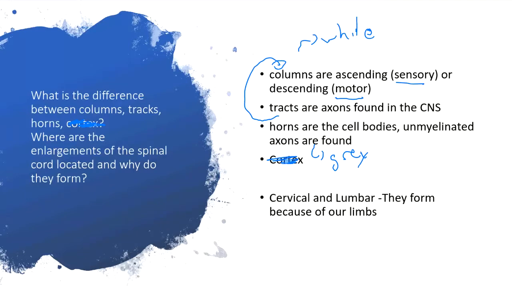Next are, what are the enlargements of the spinal cord and why do they form? There are two enlargements, your cervical and your lumbar. They form because that's where our limbs are, okay? They're just some extra nerves and stuff that just need to go to our legs. So that area, to our legs and hands and arms, is a little bit bigger to accommodate for those extra nerves that need to go through.